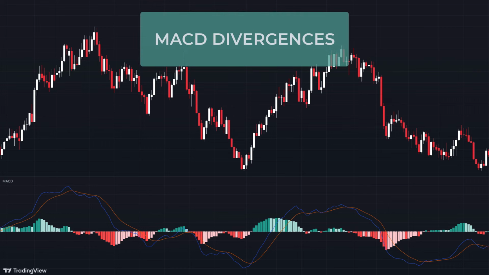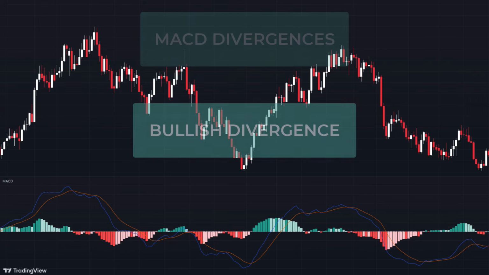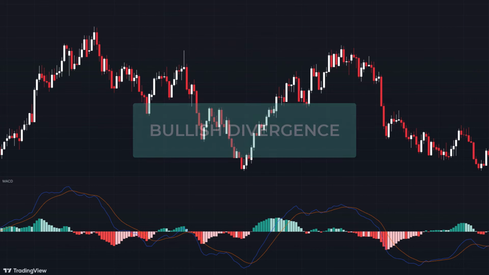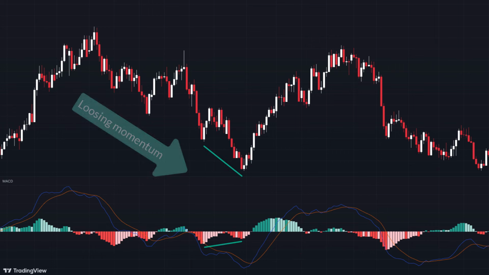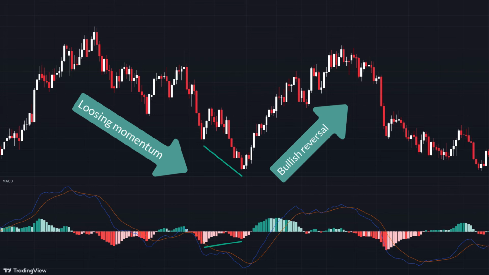Now, how to use MACD divergences. A bullish divergence occurs when the price of an asset forms lower lows while the MACD forms higher lows. This suggests that the bearish trend may be losing momentum and a bullish reversal may be underway. It's a potential buy signal.